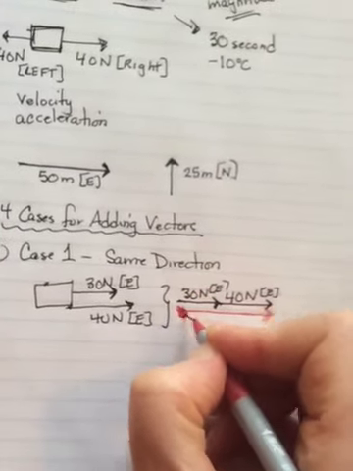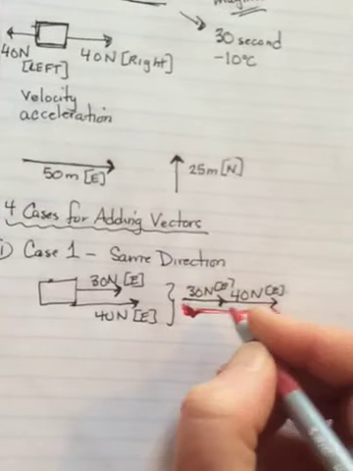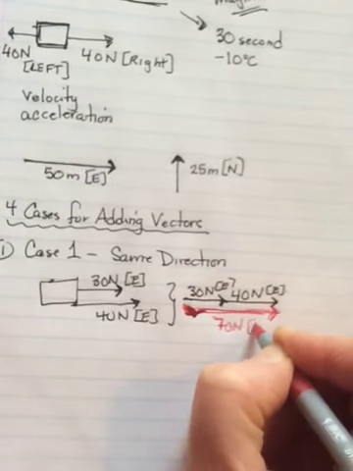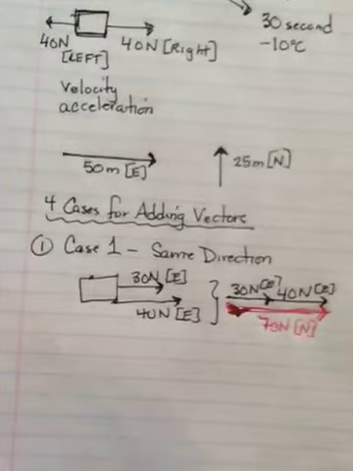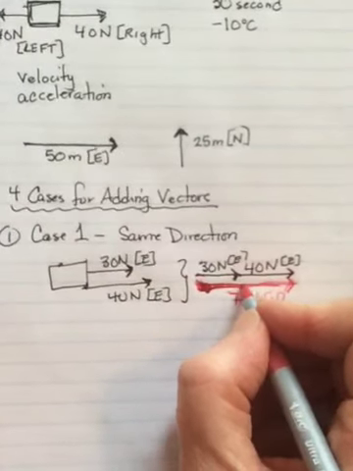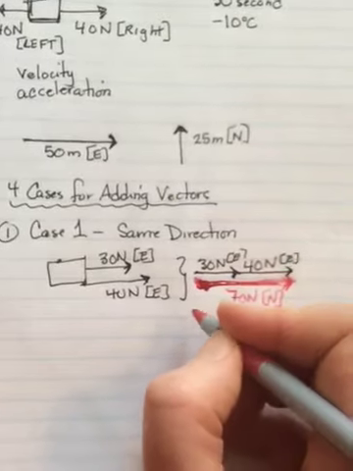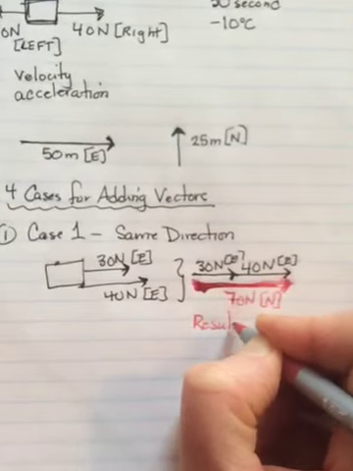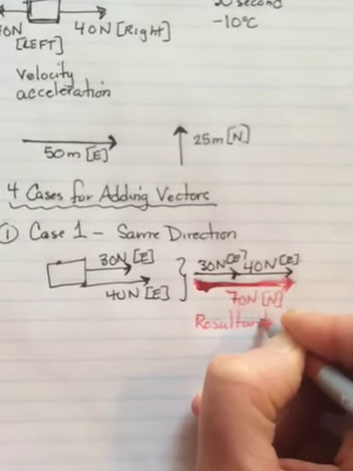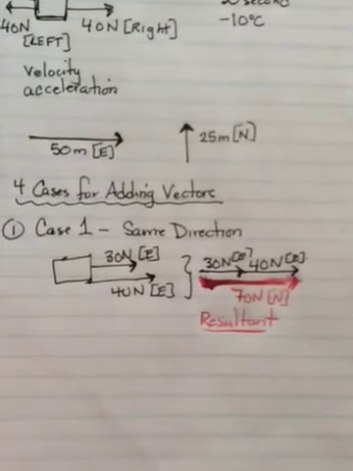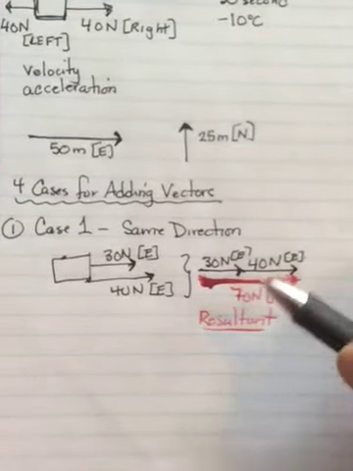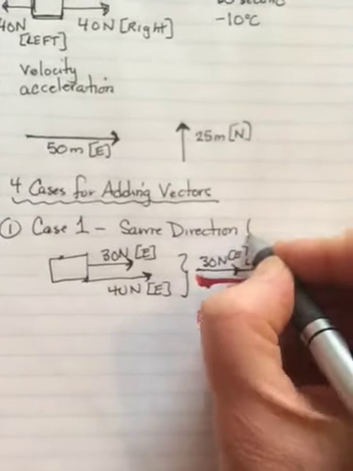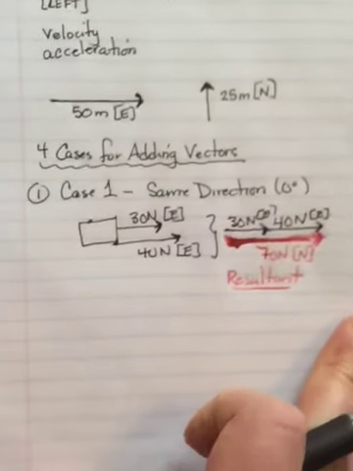Okay, so it starts where the first one started, ends where the last one ended, and it will be 70 newtons east. This vector that you get as a result of adding two or more vectors together has this really high-class name. It's called the resultant. Told you this was borderline common sense. So whenever you hear the word resultant, it just means the vector that you get as a result of adding the other ones. When two vectors are going in the same direction, we say they're at an angle of 0 degrees. So that's case one.